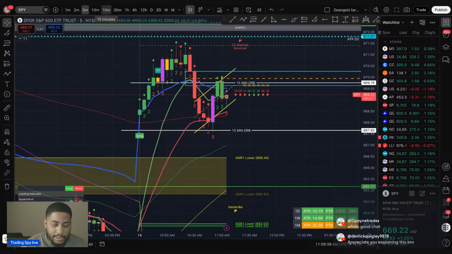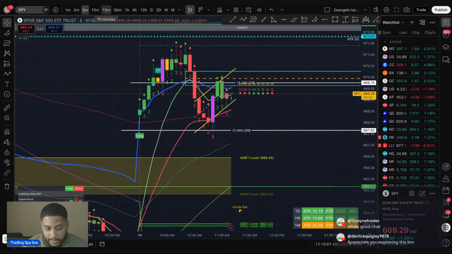Oh my gosh, FL2 down. So right now bulls are trying to step in, and that's not looking good. I don't like that close. Well, it ain't closed yet, but let's see. If this closes with a FL2 down, then it's a high probability you can go back to the upside. And it just did. Okay.